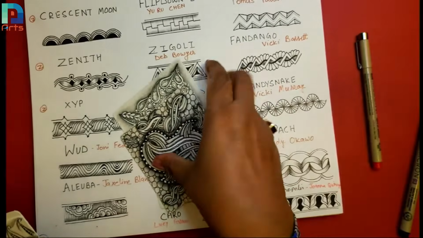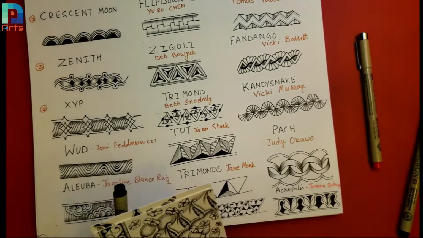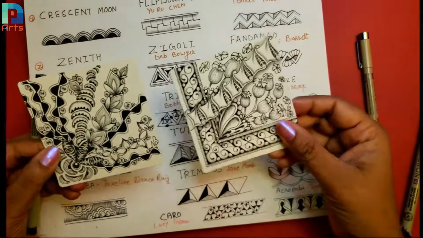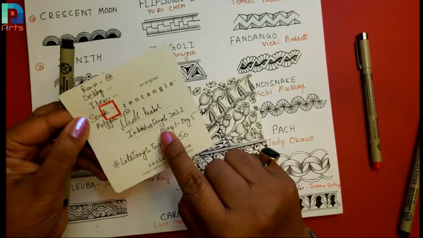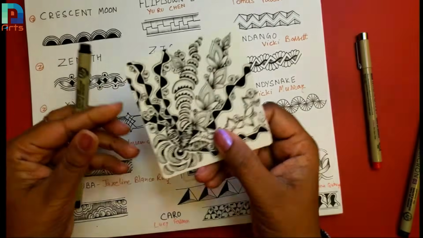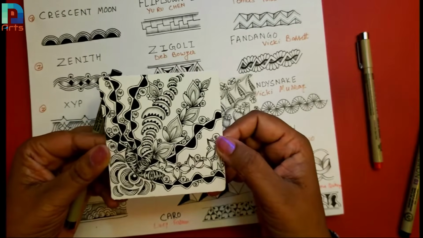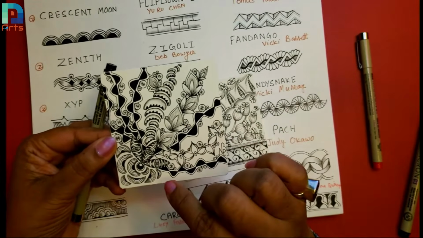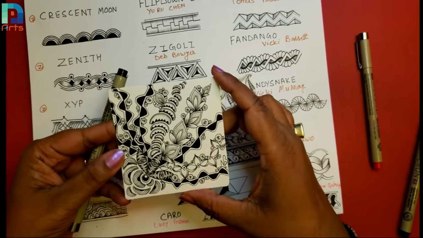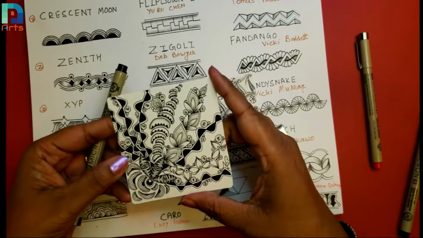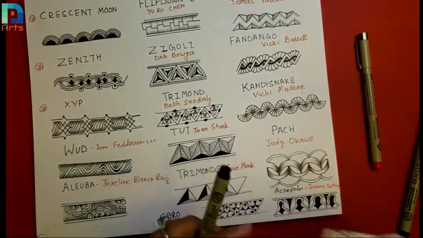So you can just use one tangle and make a mono tangle tile. Or you can draw these kind of tiles like this one I drew last year, Inktober Tangles, day 1 to day 5. So I used 5 tangles, 1, 2, 3, 4, 5, which were the prompts for day 1 to day 5 for the Inktober Tangles. So you can make one tile in 1 week. So it's absolutely your choice how you want to go.